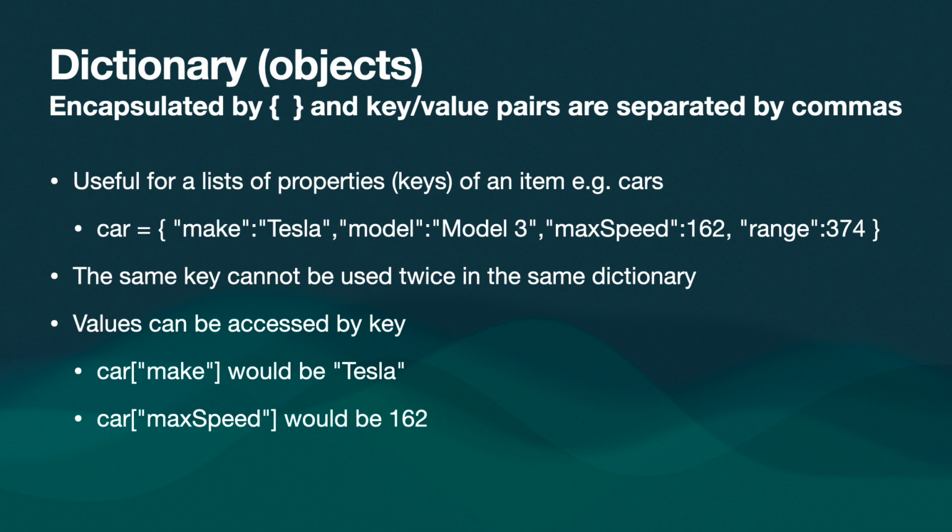One of the key things with dictionaries is you can't use the same key twice. So a car, for example, can't have two makes. In this case, it's a Tesla. It can't be a Tesla and a Ford or whatever. I can't have two different max speeds. I can't have two different models for it. You can only have one property with that name. So if you've got a property for a model, then you can't have another one later.